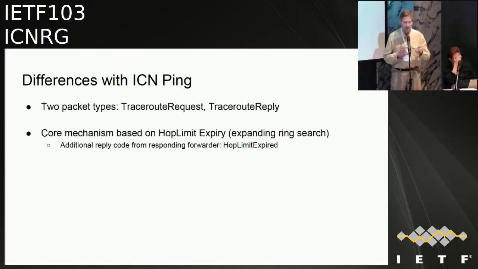So the differences here from an encoding standpoint is we have two new packet types, although again, it's an interest, data response. And the core mechanism is what came up just a few minutes ago, that it's an expanding ring broadcast. So we use hop limit expiry in order to explore the diverging paths, as would have been done with IP traceroute, same way. And that's it, I'm done.